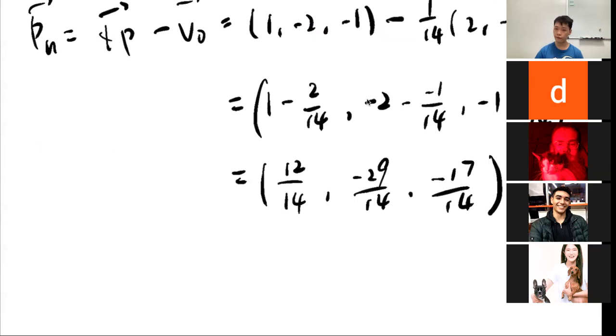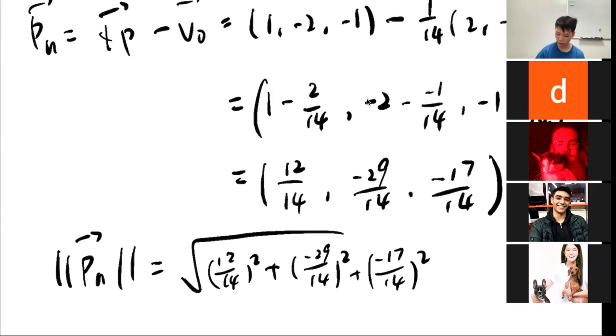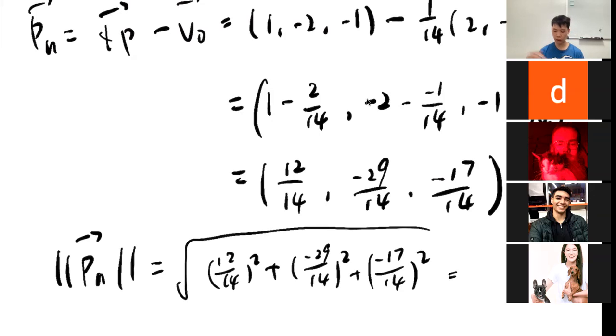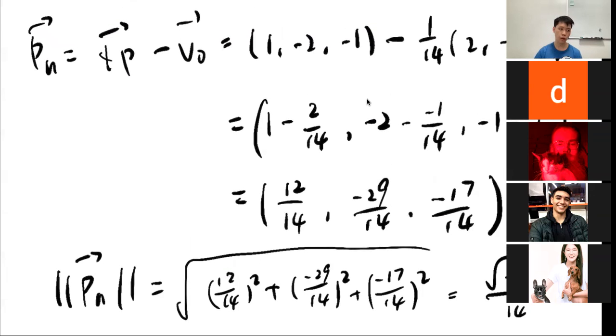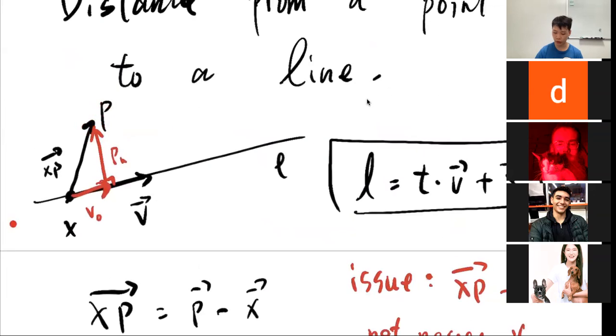So after we find out the vector itself, the length is just the square root of (12/14) squared plus (-27/14) squared plus (-17/14) squared. I don't want to do the math, just something over 14. Okay. Yeah, so that's one way of computing the distance from a point to a given line, a point to a line, by orthogonal projection. Okay.